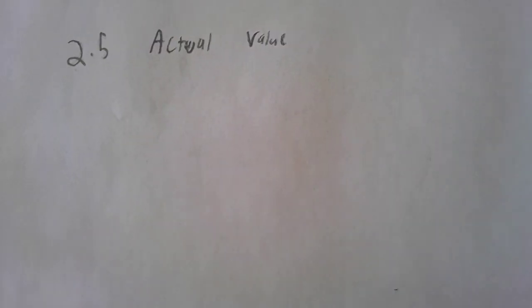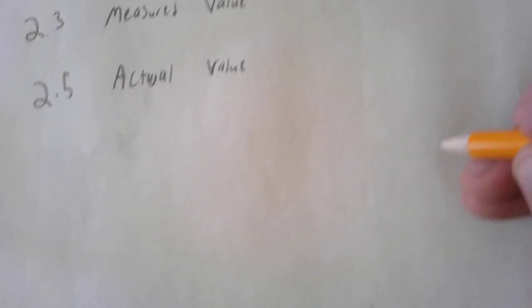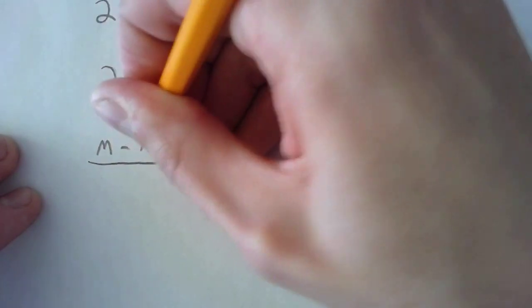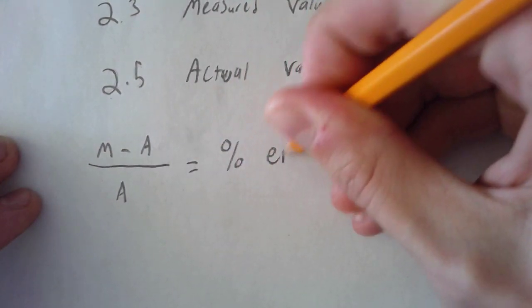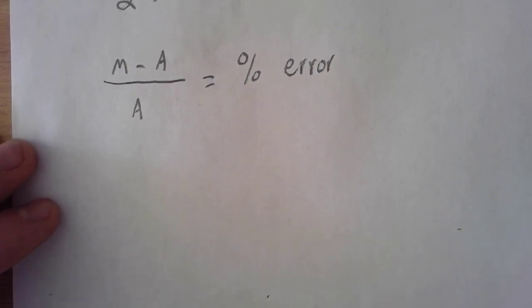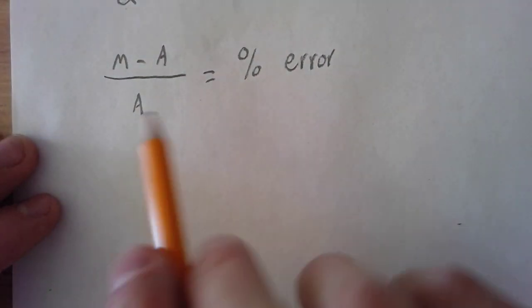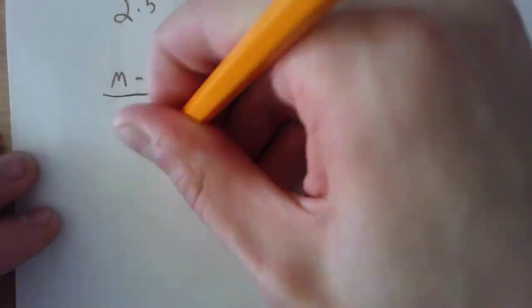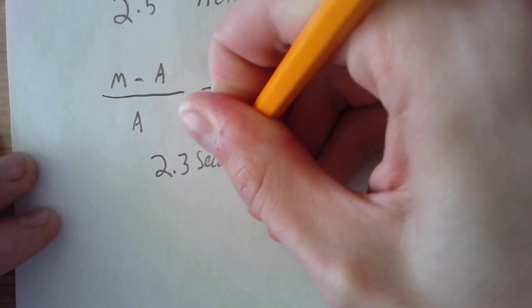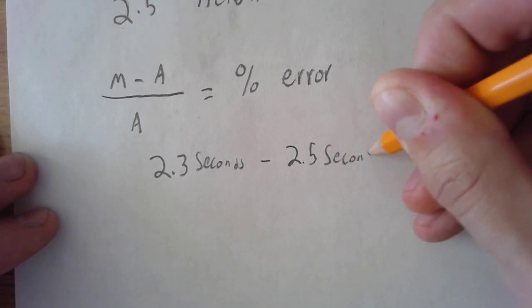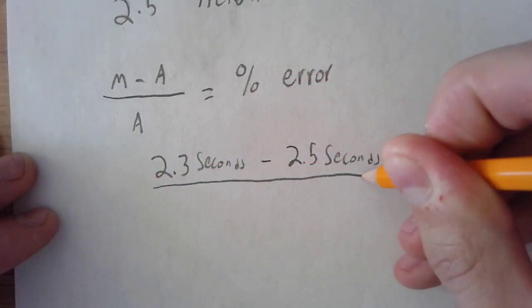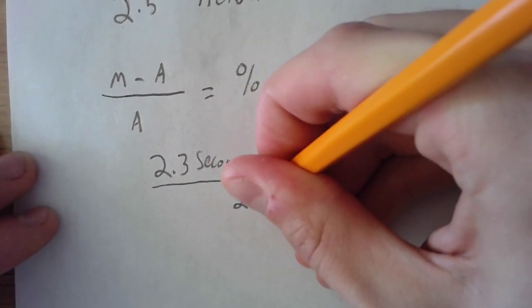So in order to find percentage error, our equation, and something that you should write down if you're ever doing problems like this at the top of your page, just to make it a little easier for yourself so you could reference, it is always going to be the measured minus the actual over the actual. And that will give us our percentage error. So let's try plugging in these values to find out our percentage error. So M is our measured, and our measured again was that 2.3 seconds, and then we are minusing our actual 2.5 seconds. And then dividing by our actual, which is 2.5 seconds.